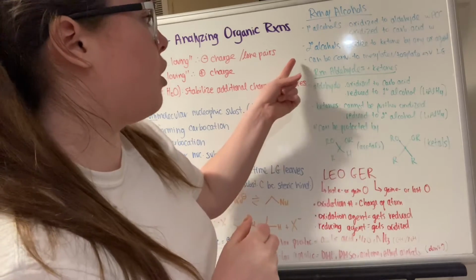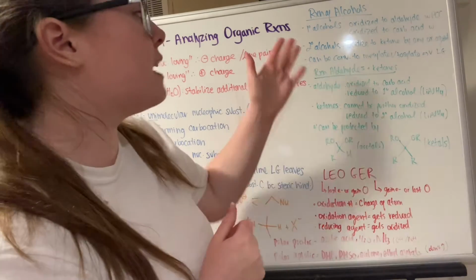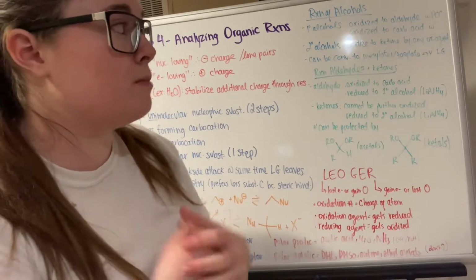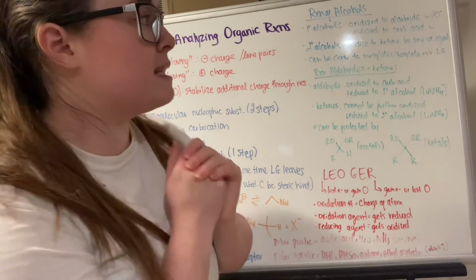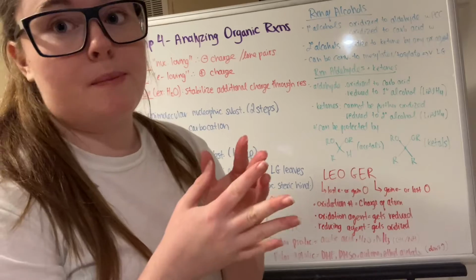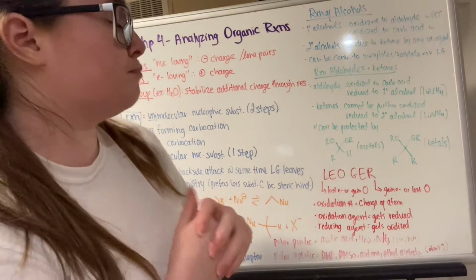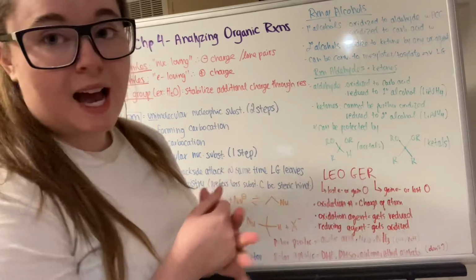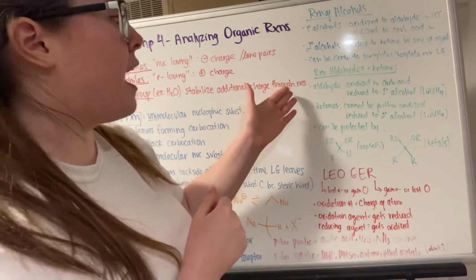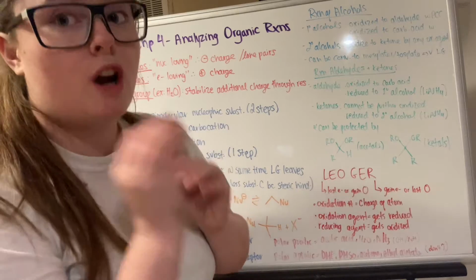And secondary alcohols can also be converted to mesylates or tosylates, which basically makes this alcohol a better leaving group. So that's just some important vocab to know when we're talking about alcohols. Then we have the reaction of aldehydes and ketones. So aldehydes can be oxidized to carboxylic acids.